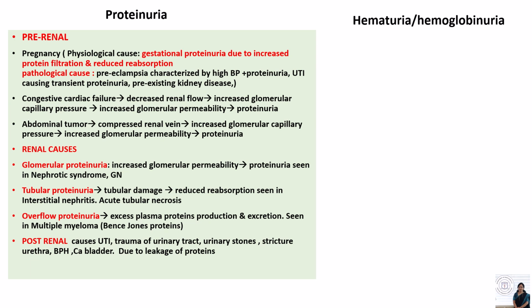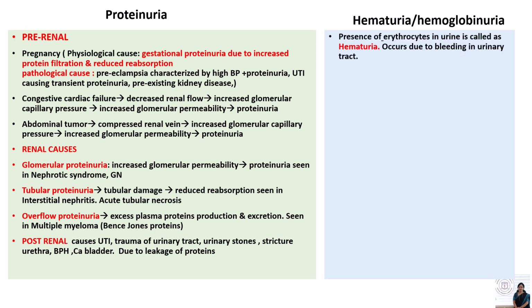of urethra, benign prostatic hypertrophy, and carcinoma of bladder. The reason is leakage of proteins, so proteinuria is seen in these post-renal causes. Whenever there is excretion of blood in urine, it can be due to either hematuria or hemoglobinuria. Let us try to understand what is hematuria and what is hemoglobinuria.